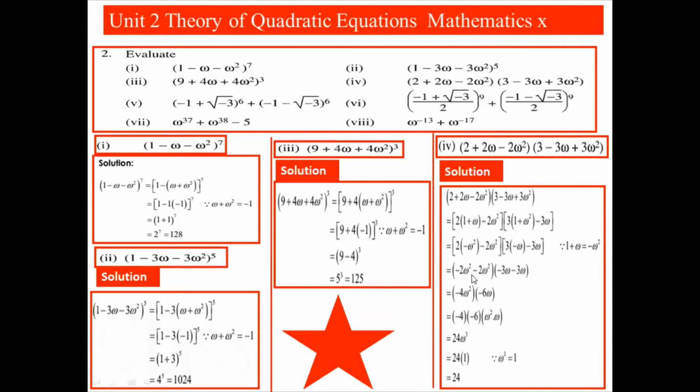So after simplification, we can write this as minus 4 omega square, and this will be equal to minus 6 omega. So minus 4 multiplied with minus 6, and omega square with omega. So this is plus 24 and this is omega cube, and we know that omega cube is equal to 1. So this is equal to 24.